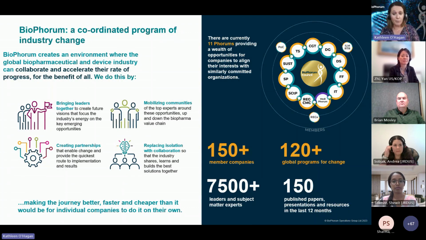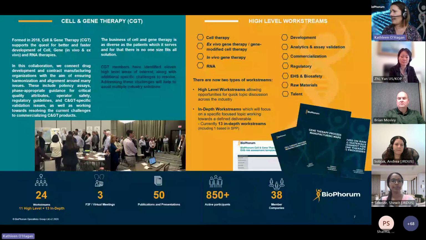So the Cell and Gene Therapy Forum really is end to end, from development straight through to commercialization, but within the cell and gene therapy space. And this forum, the Cell and Gene Therapy Forum, was formed in 2018. We have 38 member companies at the minute, with over 850 active participants, and some of these you'll hear from today.